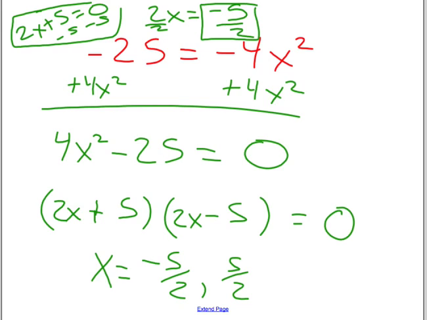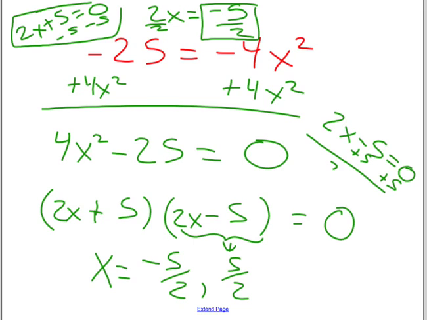Who's first? Alphabetically, Kelly comes first. Is it negative 5 or positive 5 halves on the left side? Is it because there's a negative over there? Is that why it's positive? Right, if you were to solve that, wouldn't you have to add the 5? So it'd be 2x equals a positive 5, and then divide by 2, 5 over 2.